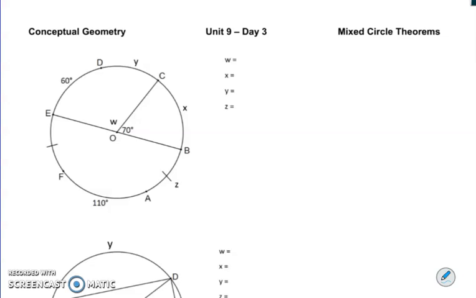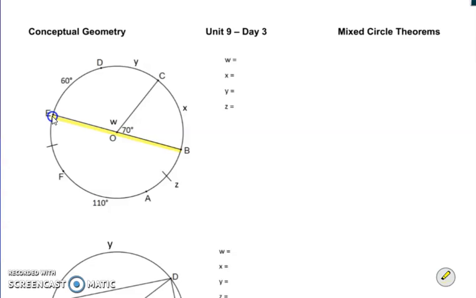We're going to do some mixed circle problems. So the first example, we have to find W, X, Y, and Z. And what I recommend when you do these circle questions is do not necessarily do them in order. What I like to do is look around the circle, see what I have, and work from there. So first thing I'd like you guys to identify is a diameter.